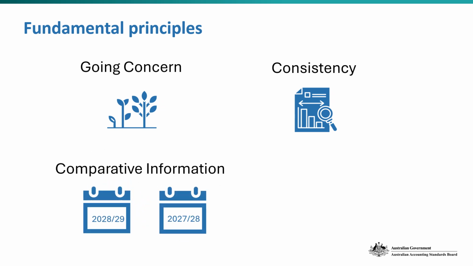Entities are also required to present comparative information, meaning prior period figures must be shown alongside current period figures to provide context. And finally, materiality is another critical concept. Information is considered material if its omission or misstatement can influence the decisions of users. This means entities must focus on presenting information that is truly relevant rather than overwhelming users with unnecessary detail.